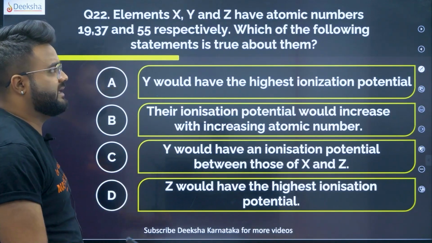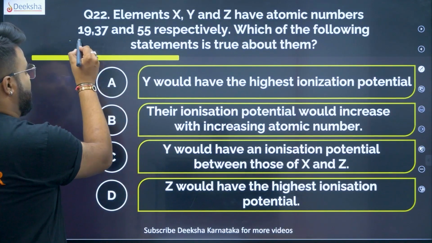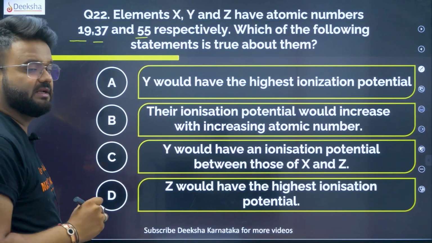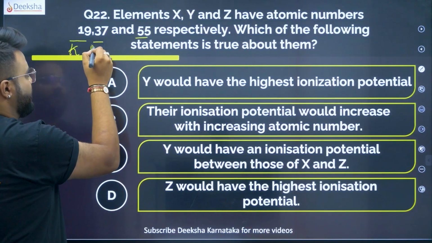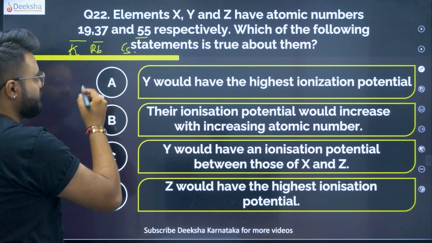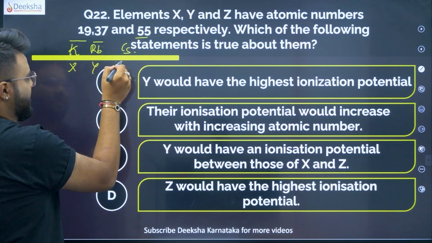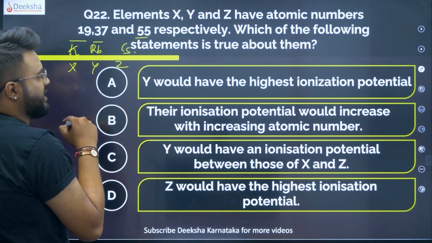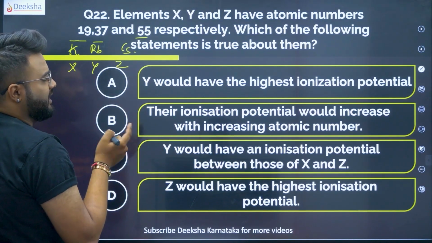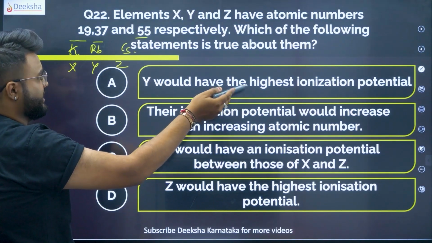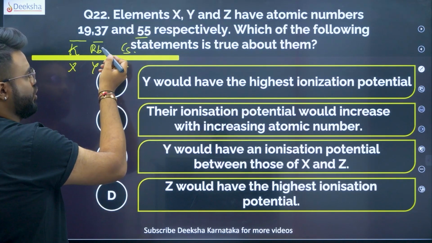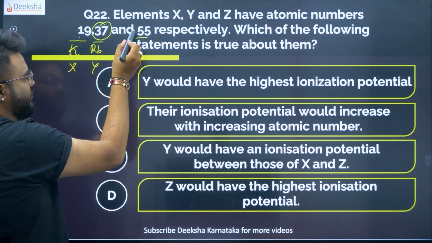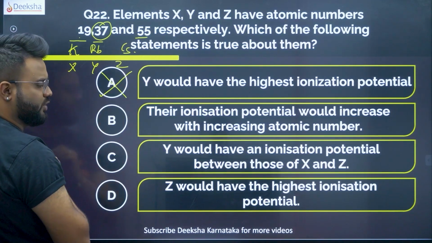Elements X, Y, Z have atomic numbers 19, 37 and 55. 19, 37 and 55, it is potassium, rubidium and cesium, respectively X, Y, Z. Which of the following statements is true? We know that why would Y have the highest ionization potential? No, Y will not have the highest ionization potential because it lies between these two. So here option A is wrong.